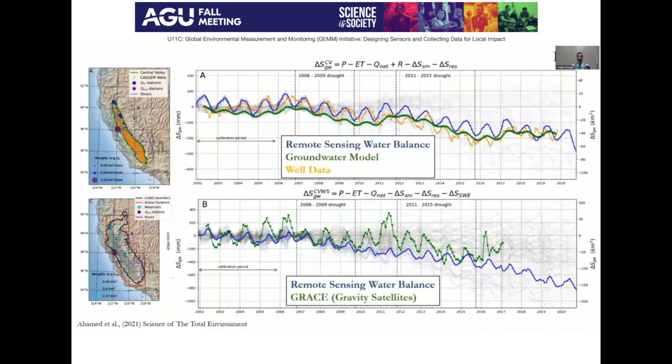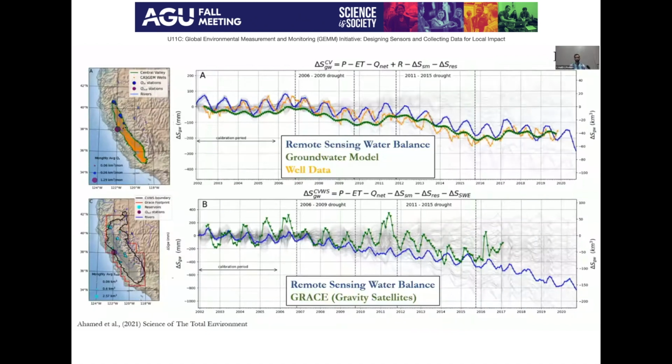So here are some of the results. On the top, I'm showing the results for the Central Valley. The remote sensing based water balance is shown in blue. The groundwater model is shown in green, and the well data is shown in orange. And you can see that we're doing a pretty good job capturing the trend, magnitude, seasonality, and net changes of groundwater storage during the 2002 to 2020 period. And particularly, we're able to capture the rates of decline very similar to those offered in well data, especially during the drought events between 2006 to 2009 and 2011 to 2015.